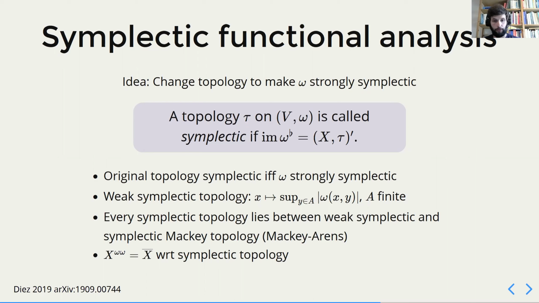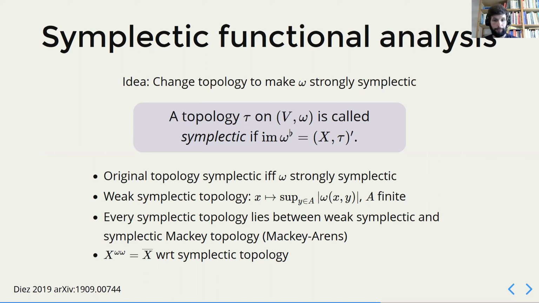And the first observation is that your original topology that you chose, for which omega was separately continuous, is symplectic if and only if your symplectic form is strongly symplectic, because then omega flat is surjective, and then you get all of the continuous dual. So in this sense, symplectic topology measures how far you deviate from being strongly symplectic.